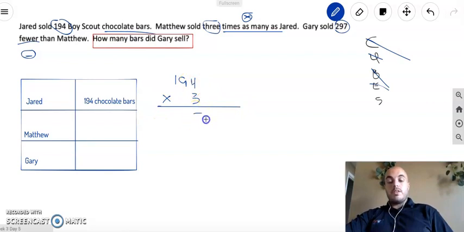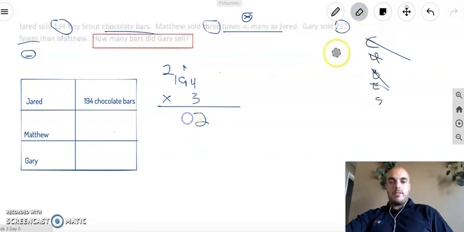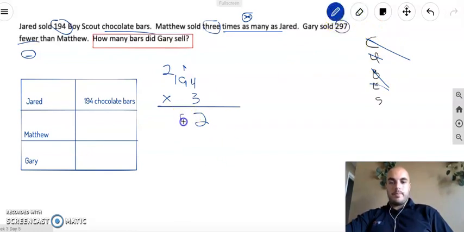3 times 4 is 12. Carry my 1. 3 times 9 is 27, plus 1 is 28. Carry my 2. Let's rewrite that 8. It's a little messy. There we go. Okay, so 3 times 1 is 3, plus 2 is 5. So Matthew sold 582 chocolate bars. Superb. I'm not done yet though. I need to find for Gary.